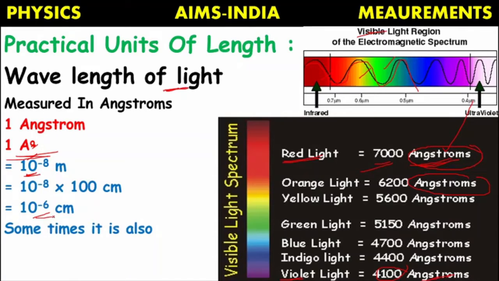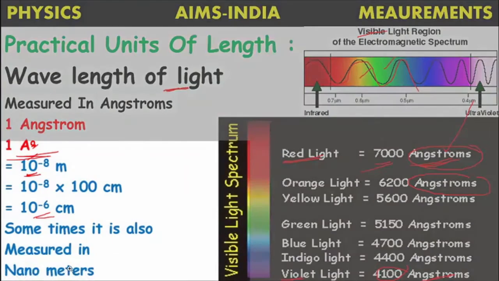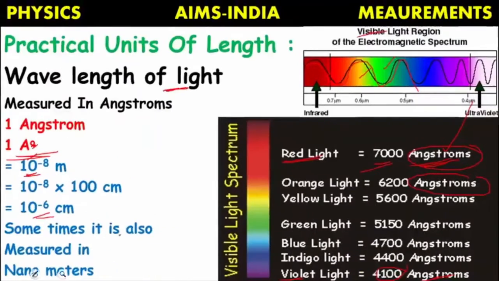Not only in angstroms, sometimes the wavelength is also measured in nanometers, or sometimes also in micrometers. Nanometer symbol nm. Nanometer means 10 power minus 9 meters. Nano stands for 10 power minus 9. So that is the second practical unit, angstrom.